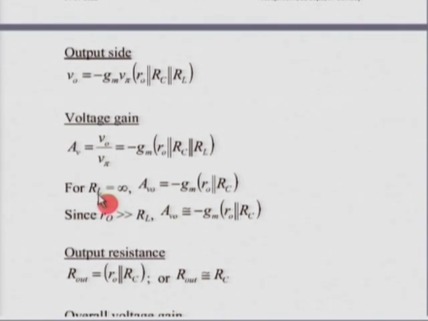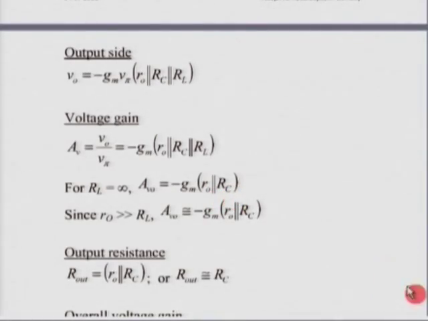Now, if you assume R L is equal to infinity, you would get the open circuit voltage gain, which would be minus of gm times R naught parallel R C. Most of the time, R naught, which is the output resistance which models the early effect, would be quite high. This is especially true for discrete amplifiers.